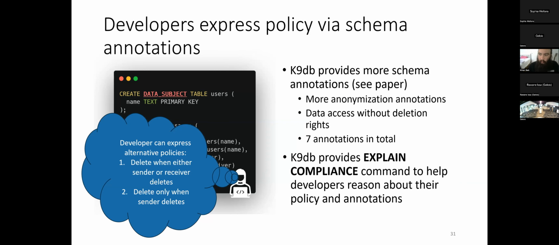Now, in real applications, these policies can get a little complex, especially if the schema is large. And so K9db provides an explain compliance command that helps developers get the annotations and the policy that they specify right. This command displays information about what the current annotations imply in a developer-friendly format. And it has some heuristics baked in for detecting potential annotation errors and issues warnings or suggests fixes to the developers where it encounters any of these.